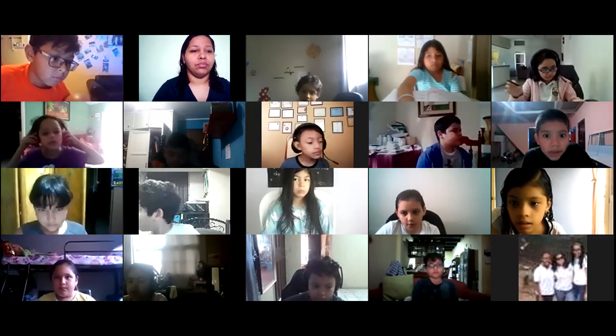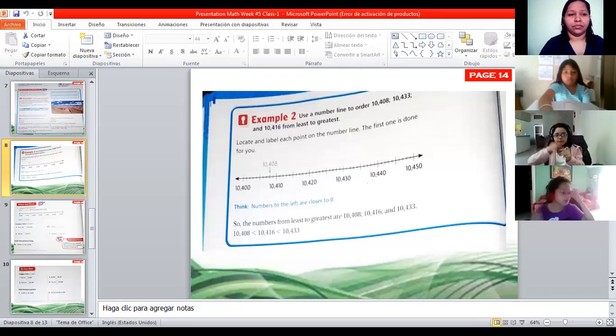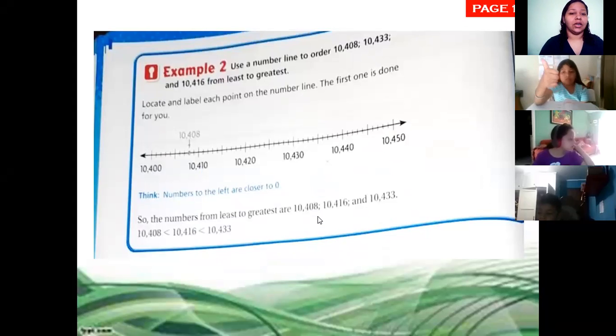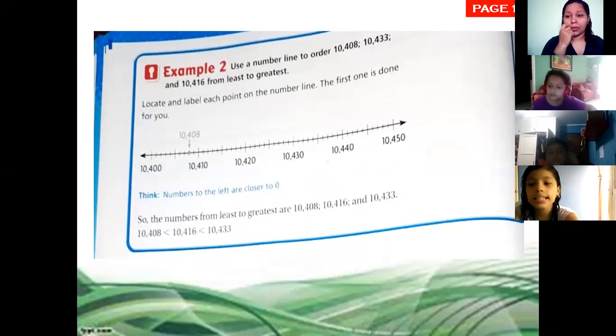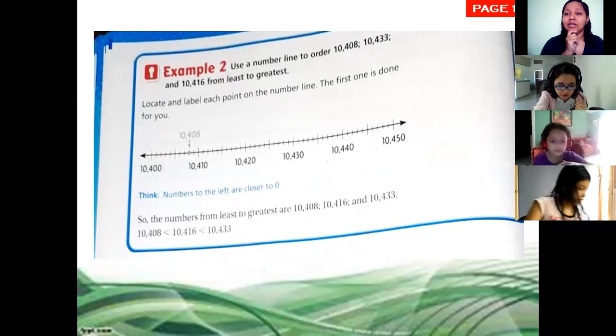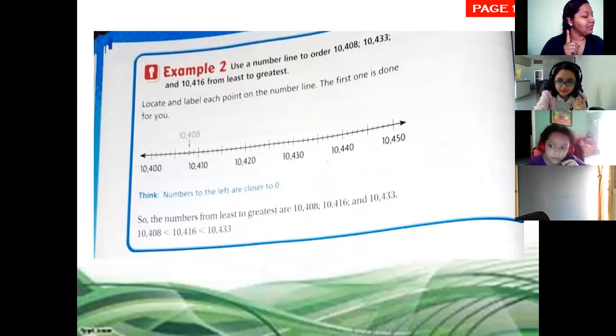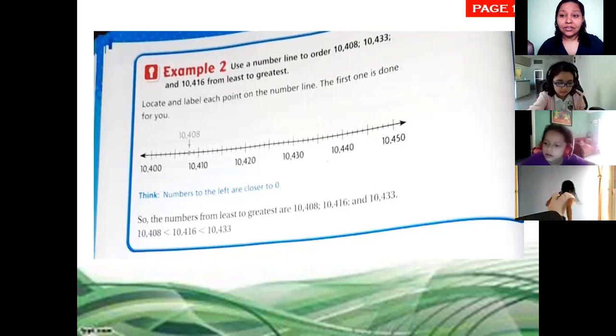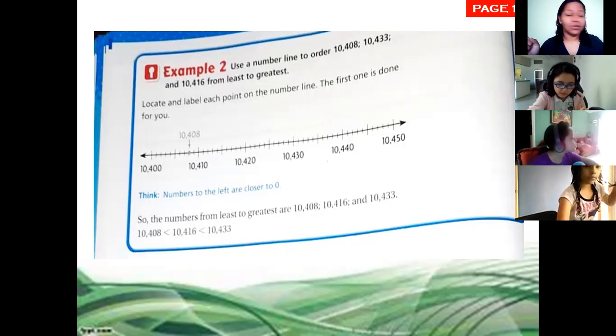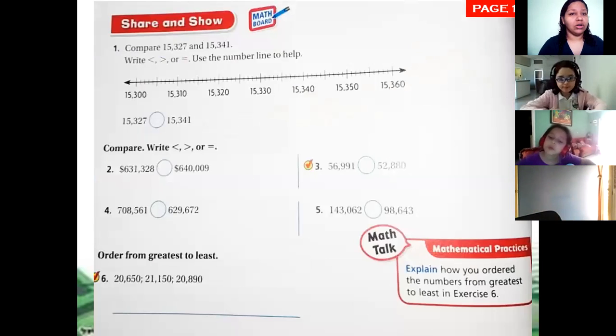Okay. So let's talk about important details right now. Yesterday we were working on this, right? So who was the least of these numbers? The least is 10,408. And the greatest is 10,433. Yes. Okay, so we are gonna continue today with page 14.